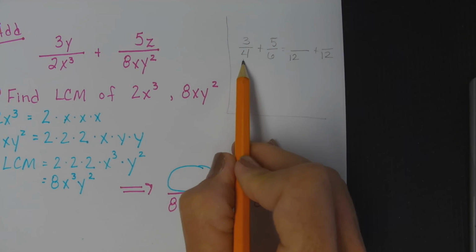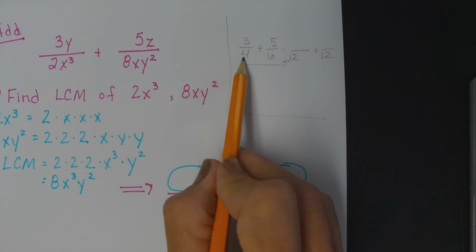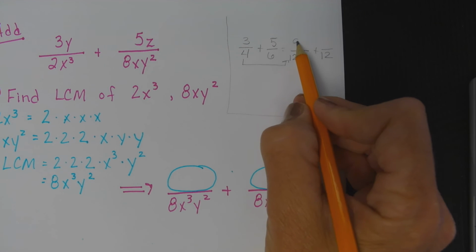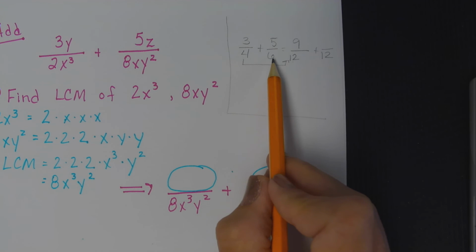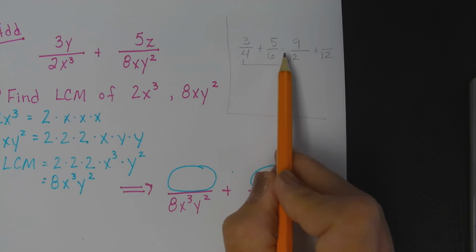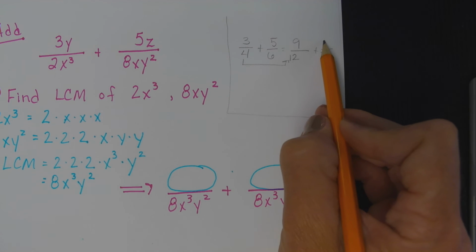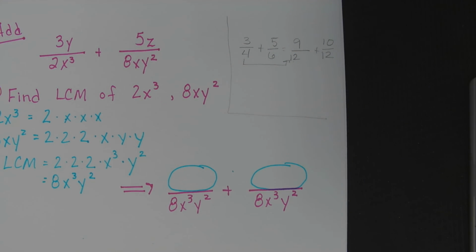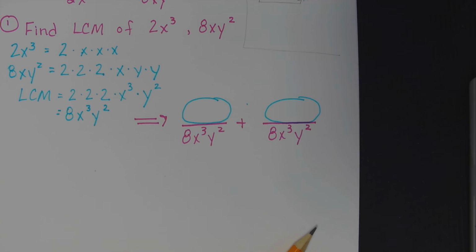You go from 4 to 12, right? 4 times what gives you 12? 3. 3 times 3 is 9. You remember? I mean, kind of. Okay, so from here you went 6 to 12. 6 times what gives you 12? 2. 5 times 2 is 10, and then you just add them. Okay? Try it on your own. I want to see how you do. This will be maybe our last one.